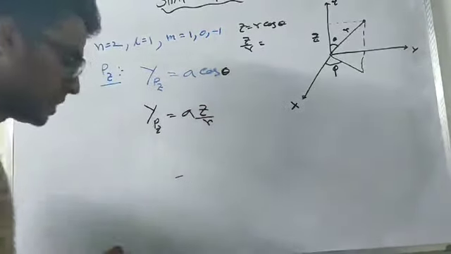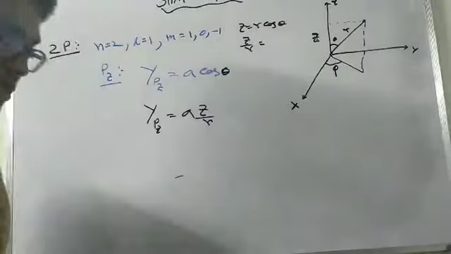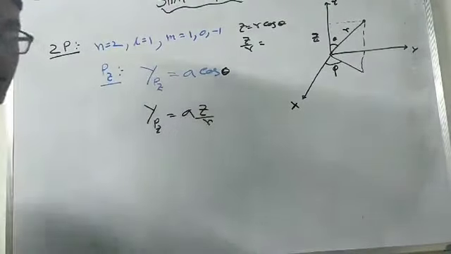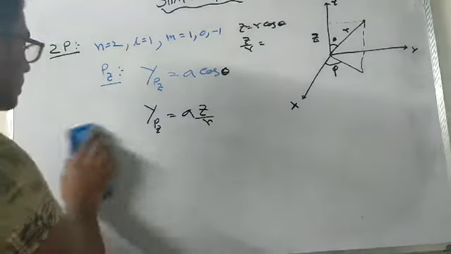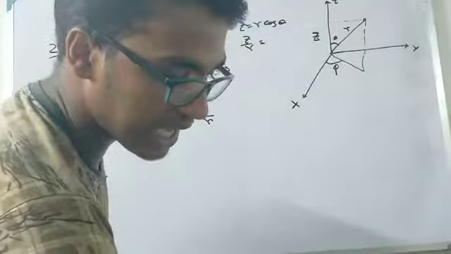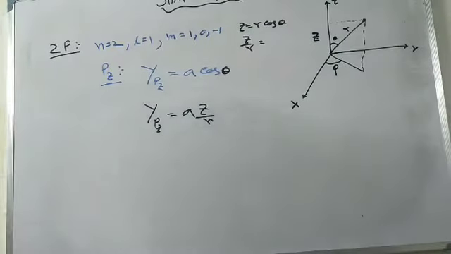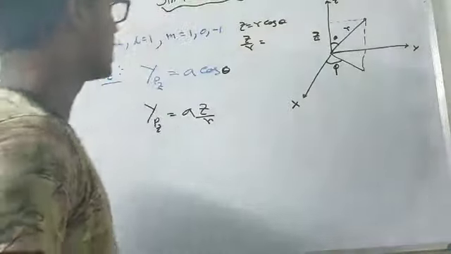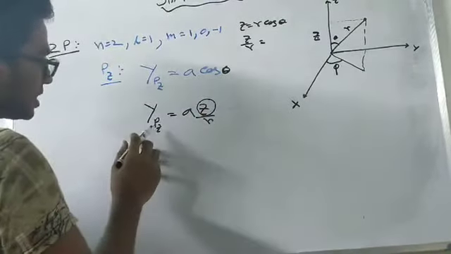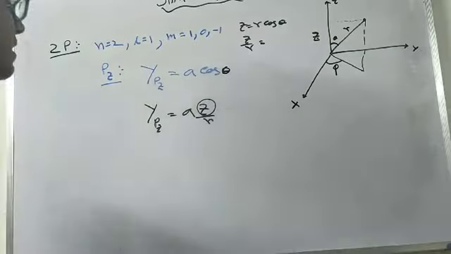So that means the angular wave function depends on the z part. We can say that the angular wave function depends on the z value of the Cartesian coordinate system. So that's why this p orbital is written as the pz orbital.